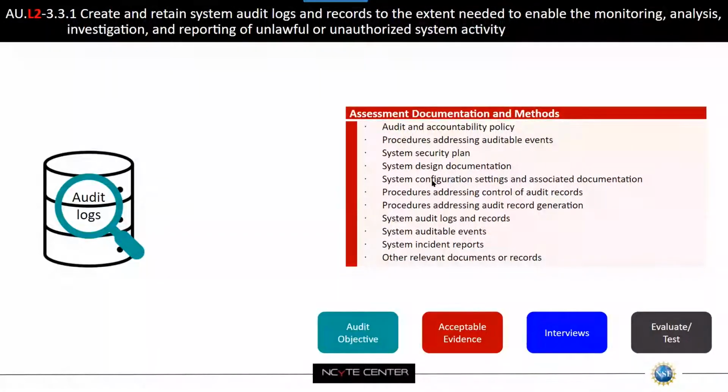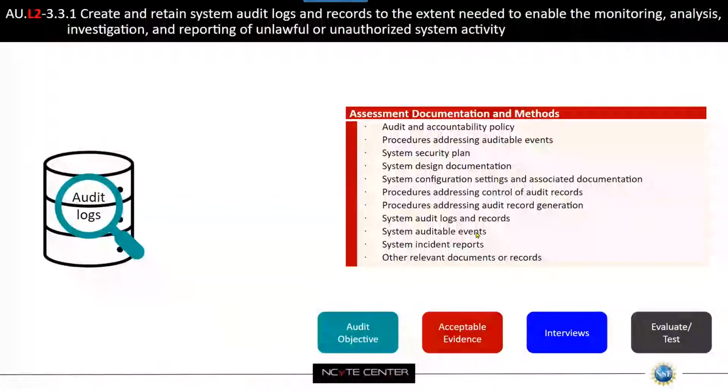Along with our design documents, the actual configuration and setup. Is everything working the way that it's documented? Do they actually have a design intent here? Did they follow through with it? What are the step-by-step procedures, the written laid out procedures in the policy for controlling those records? What are the procedures for generating those records? All right. Is it well defined in the documentation? Then, of course, we can look at the actual system audit logs and records and look at the auditable events.